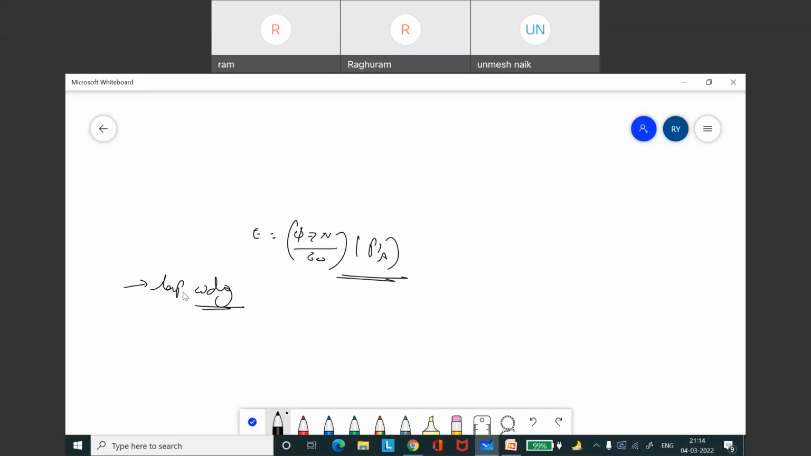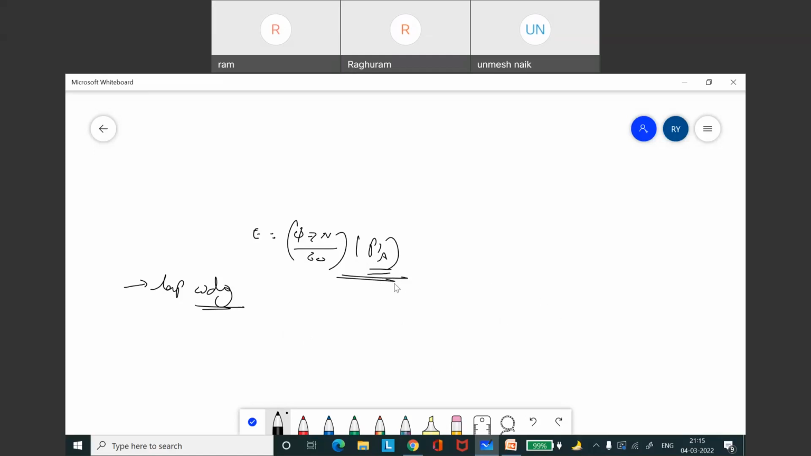In lap winding, if P is doubled, then E will also double. Yeah, but we have parallel paths also, right? Yes, sir. Then E will remain constant. Okay, let me solve that for you.